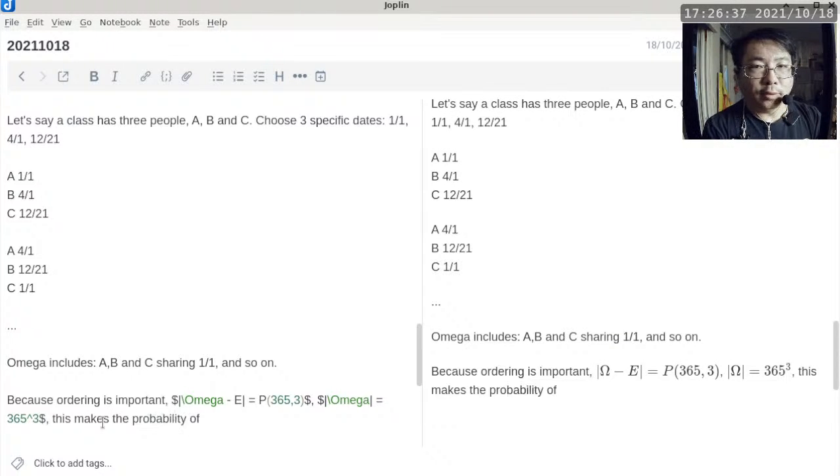And this makes the probability of E the following. It's basically 1 minus the fraction of P(365, 3) divided by 365 to the power of 3. There we go.